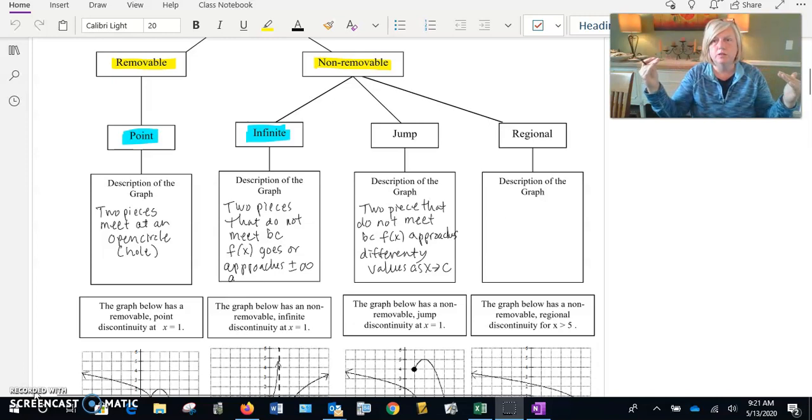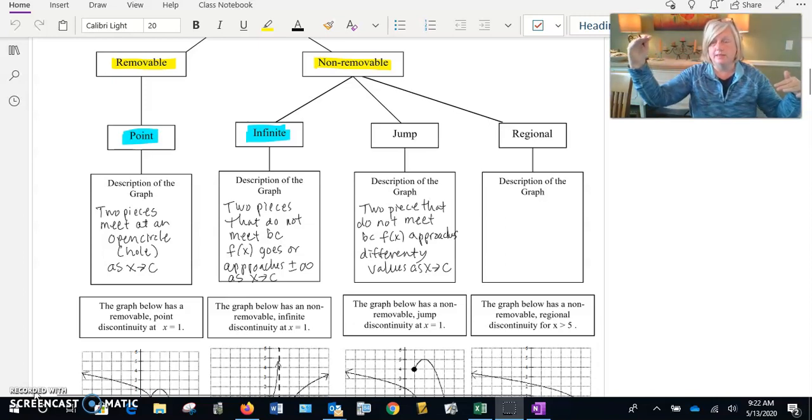As you plug in values closer and closer to x equal to c, you could meet in a point. That's point discontinuity. It's a hole. It's a gap in the graph, but it's only a single point that's missing. They could have a vertical asymptote and either go up or down. They could both go up. They could both go down. Either way, there's a vertical asymptote in the graph.